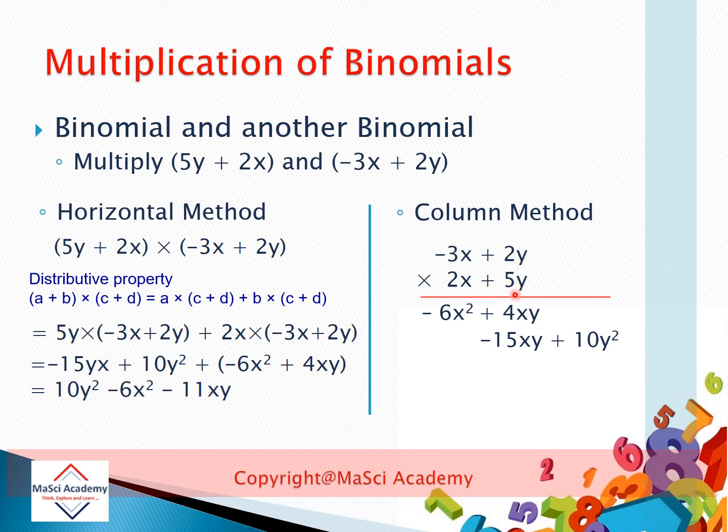In the next row, we multiply the second term of the second multiplicand with the first complete multiplicand. That is 5y multiplied by minus 3x becomes minus 15xy. 5y multiplied by 2y becomes 10y square. Now we add all the like terms column wise and get the final answer, which is minus 6x square plus 4 and minus 15 becomes minus 11xy and 10y square. So again the answer that we have got using the column method is same as the answer we got by using the horizontal method. Either of these can be adopted, whichever is convenient.